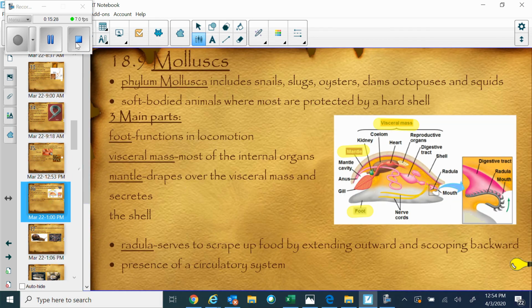So that's going to kill it for today. We'll talk about mollusks later, which are important because we eat them.